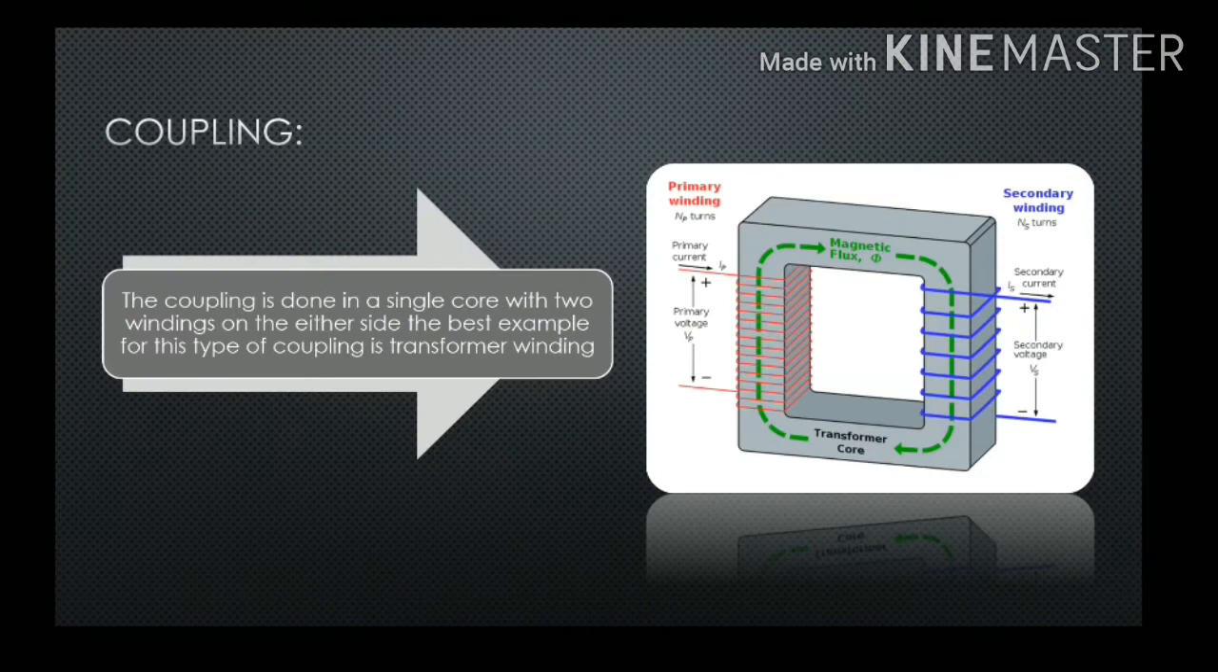Coupling. The coupling is done in a single core with two windings on either side. The best example for this type of coupling is transformer winding. Here you can see that in a single core, the primary winding is wound on one side and the secondary winding is wound on the other side.